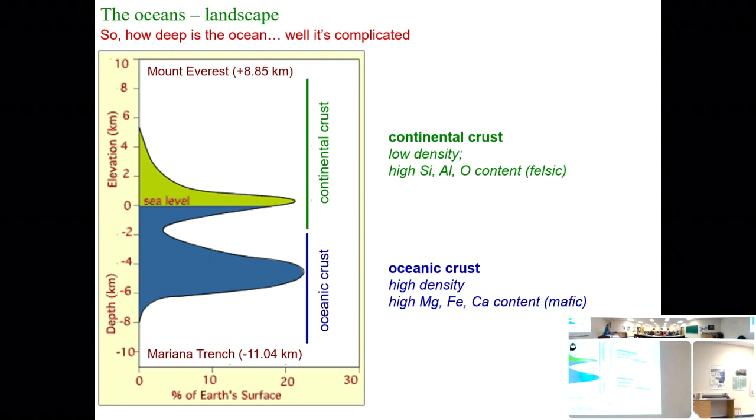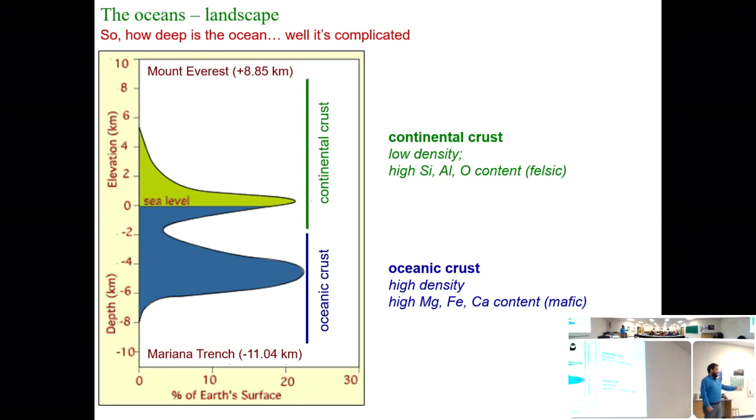Yeah, so are you saying the highest points, or maybe not the highest points, but the most common? Yeah, so the most common. Because remember, it's a distribution. It's the percent of Earth's surface. So what these represent are the two types of crust.